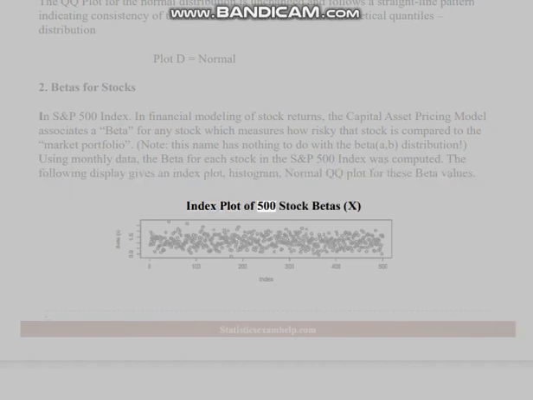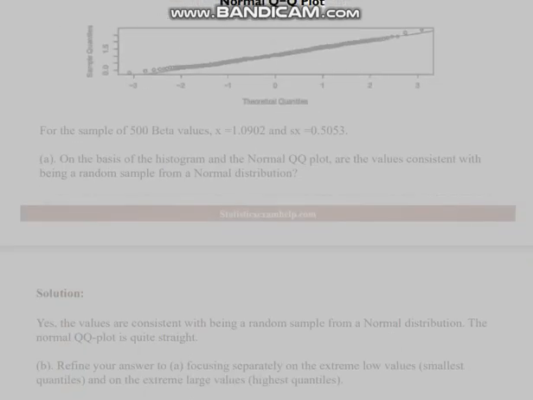Index plot of 500 stock betas, histogram, normal Q-Q plot. For the sample of 500 beta values, x-bar equals 1.0902 and s_x equals 0.5053. A. On the basis of the histogram and the normal QQ plot, are the values consistent with being a random sample from a normal distribution?